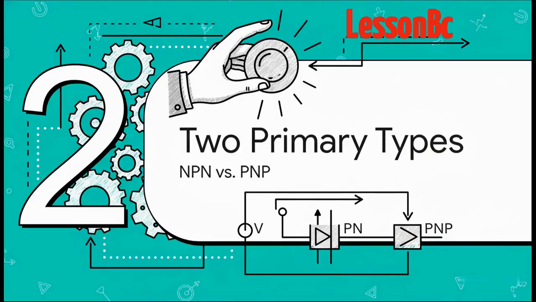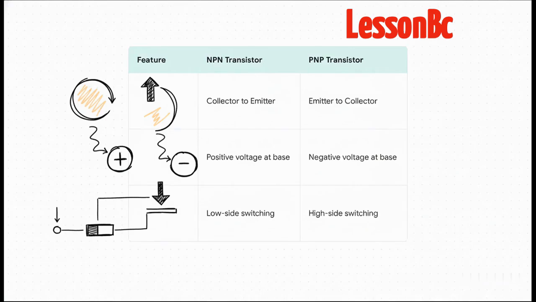But, just like there are different types of faucets, there are different types of transistors. The two main flavors that you're going to run into are called NPN and PNP. So the main differences really just come down to how they're built and how you activate them. An NPN transistor turns on when you give its base a positive voltage. A PNP is just the opposite. It turns on with a negative voltage.